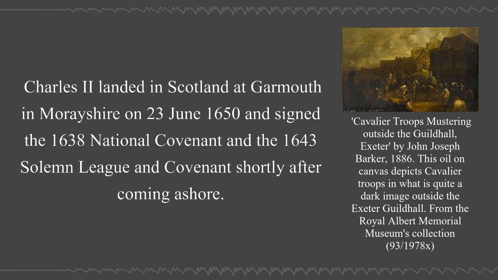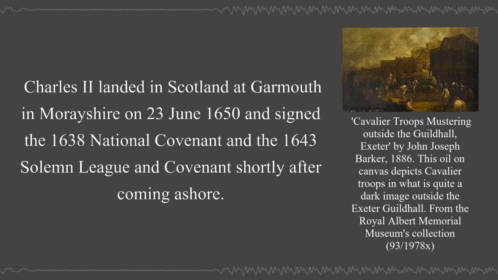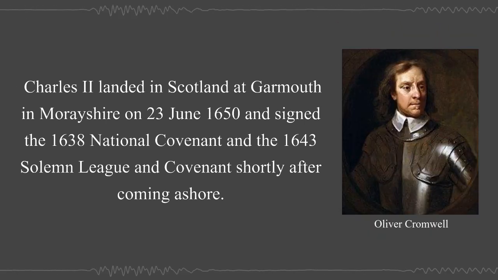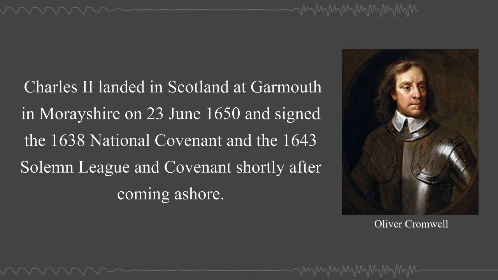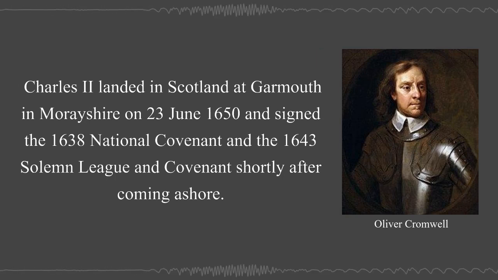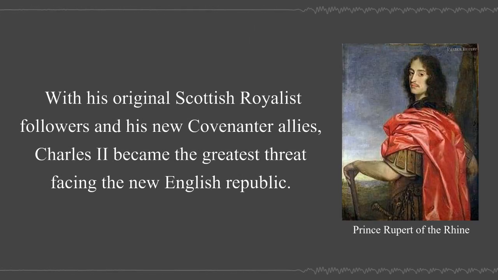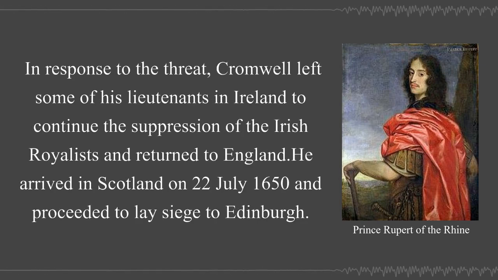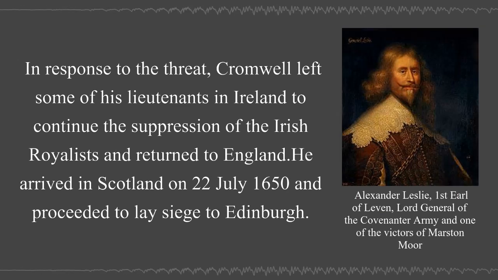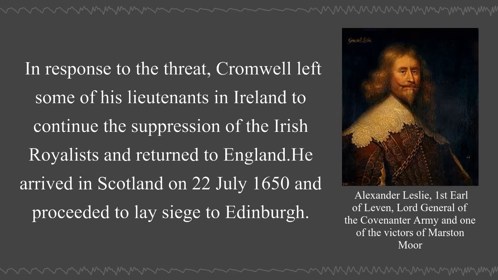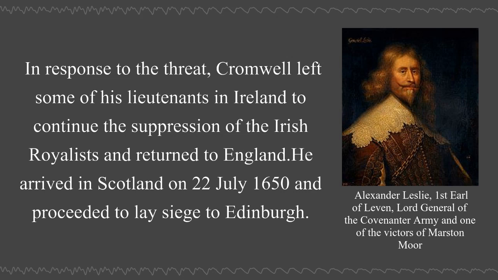Charles II landed in Scotland at Garmouth in Morayshire on 23 June 1650 and signed the 1638 National Covenant and the 1643 Solemn League and Covenant shortly after coming ashore. With his original Scottish Royalist followers and his new Covenanter allies, Charles II became the greatest threat facing the new English Republic. In response to the threat, Cromwell left some of his lieutenants in Ireland to continue the suppression of the Irish Royalists and returned to England.